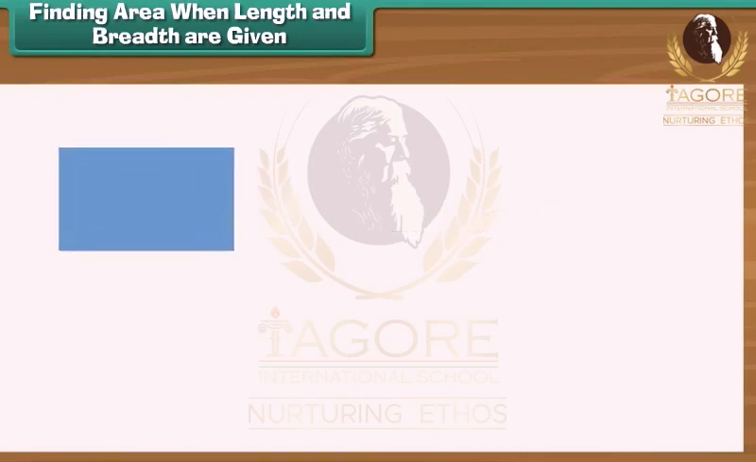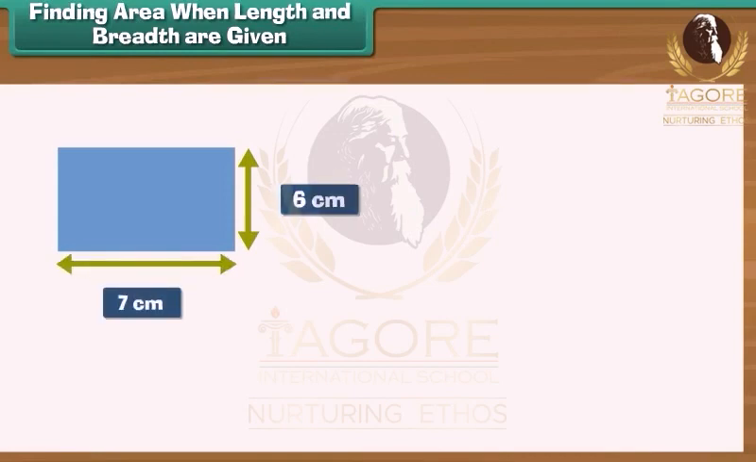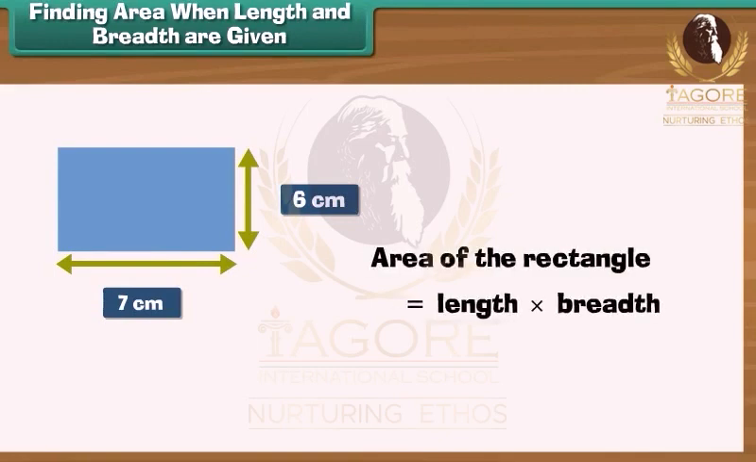Now consider a rectangle which is not a square. The length of the rectangle is 6 centimeter and breadth is 7 centimeter. Let us find its area. Area of the rectangle is equal to length into breadth, which is equal to 6 into 7, which equals 42 centimeters square.